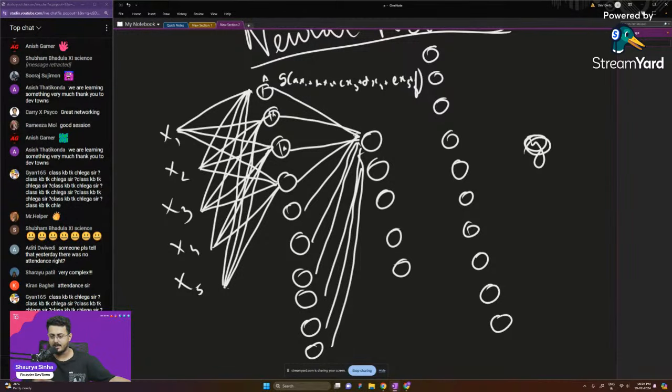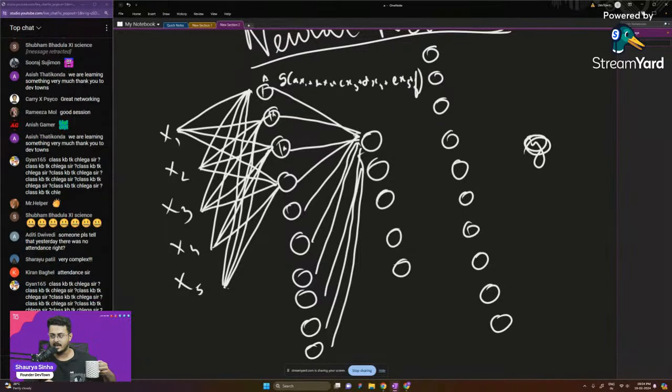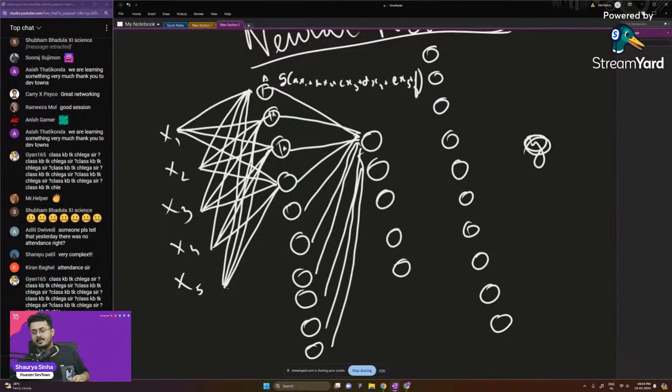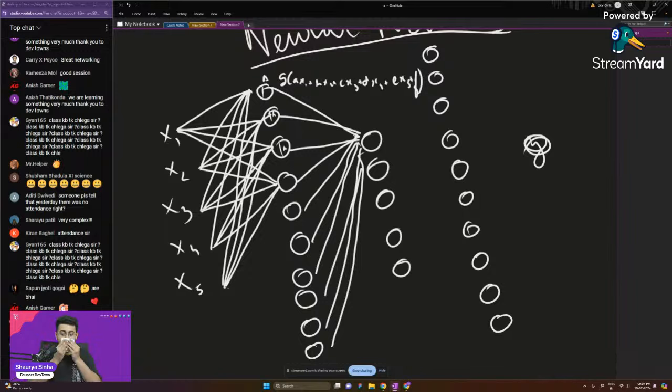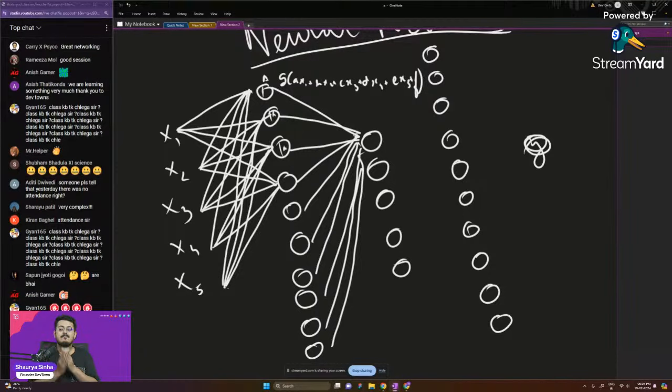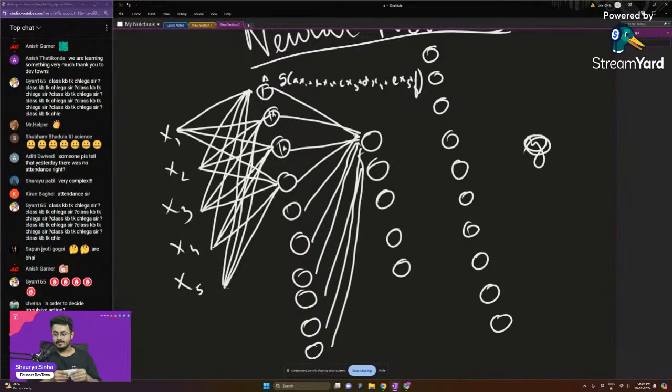It's a very simple, very basic answer, guys. Can you think about it? Why should the number of neurons in a particular layer be a power of 2 to the power n, guys? Anybody? 2 to the power n.